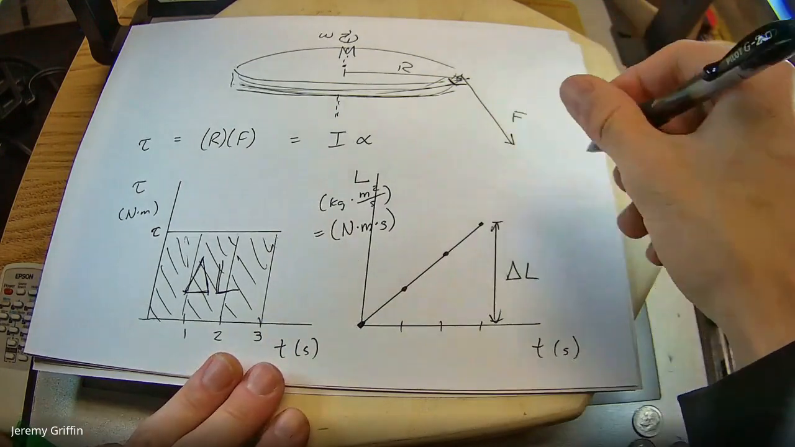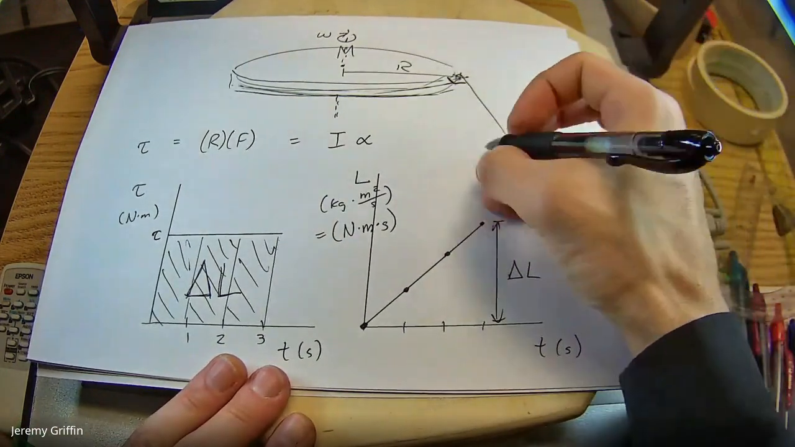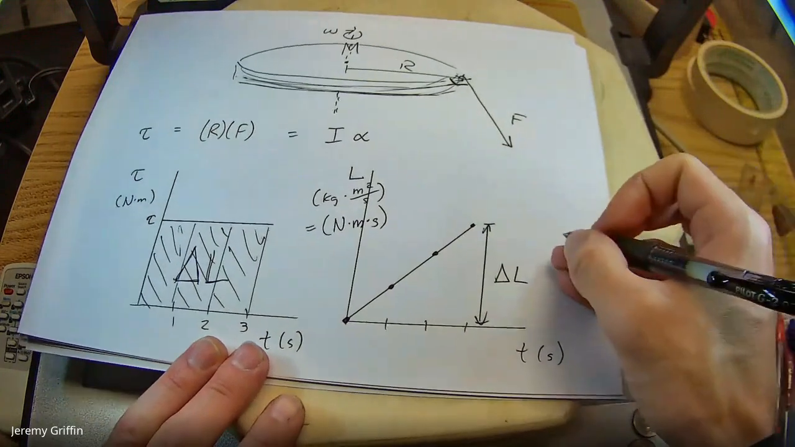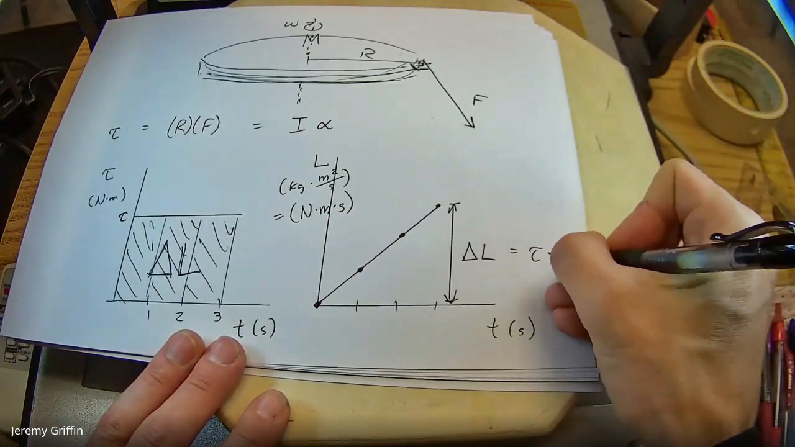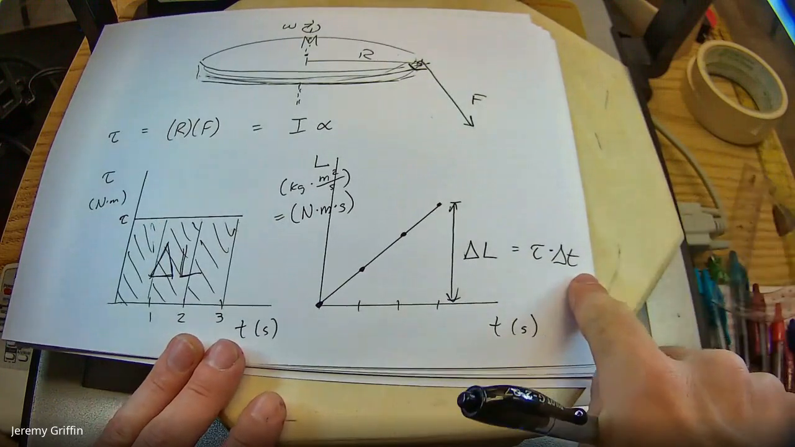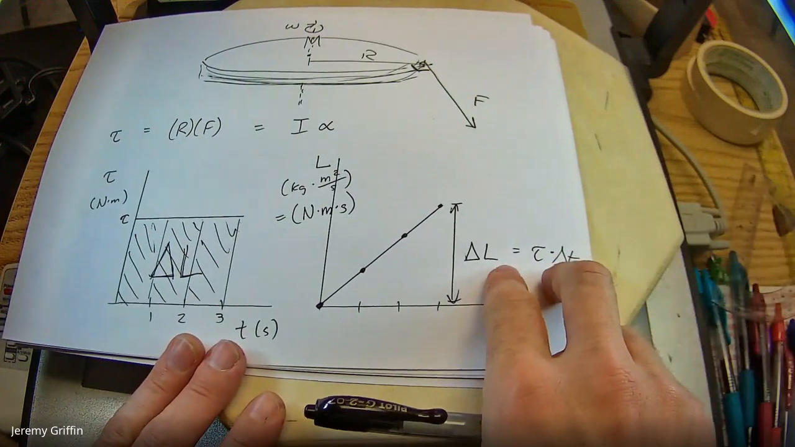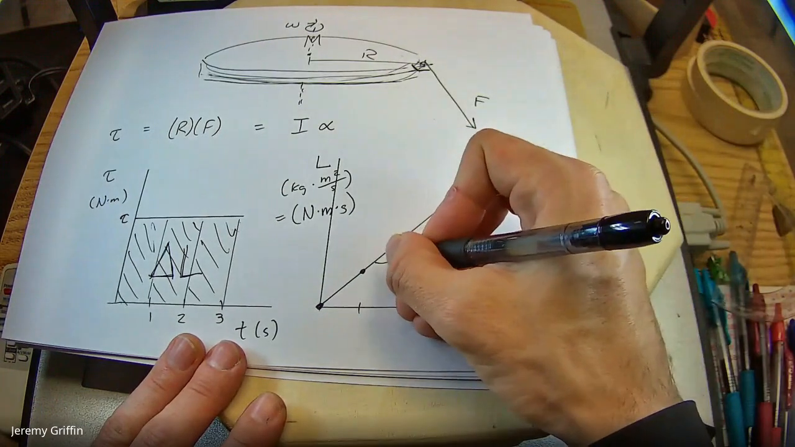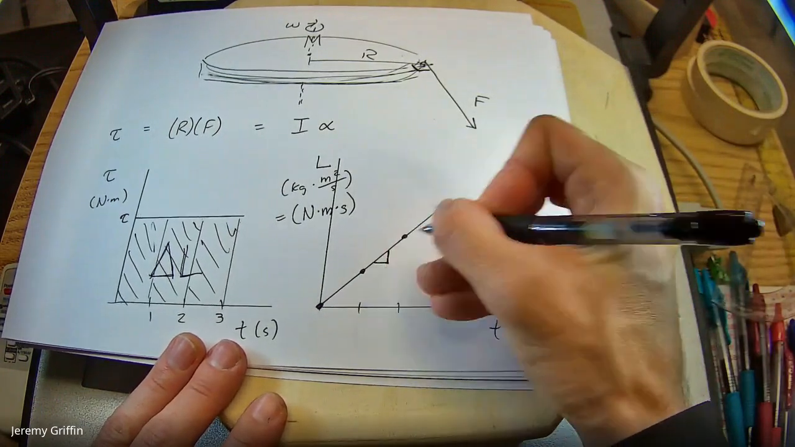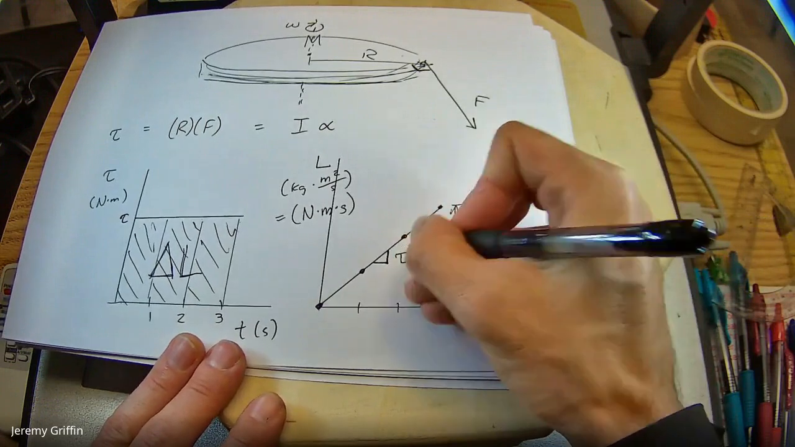I'm running out of space on this paper, but one more thing here. This delta L is the same thing as a torque applied for some time interval. And you know what that looks like? One more thing, one part of this graph. What's the slope of this graph equal to? The slope of this graph? The torque. Okay, so it's the torque.